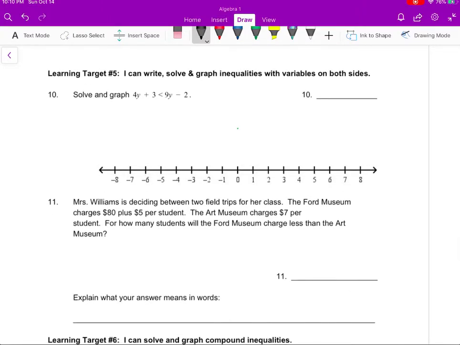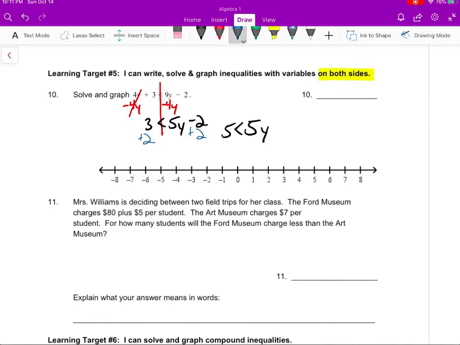I can write, solve, and graph inequalities with variables on both sides. So key noticing, I know my letters, my variables, are on both sides. I always choose to subtract the smaller variable from each side first. It just helps me avoid having to deal with negatives. So then I'd be left with 5y minus 2. And then just add that 2 over to the other side.